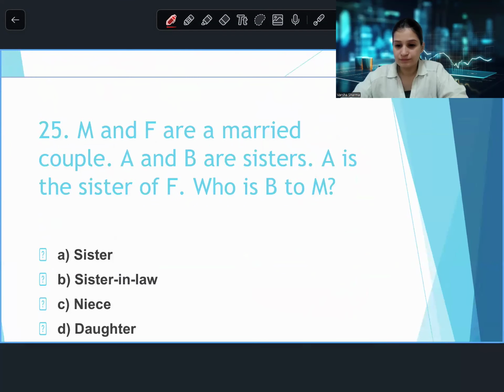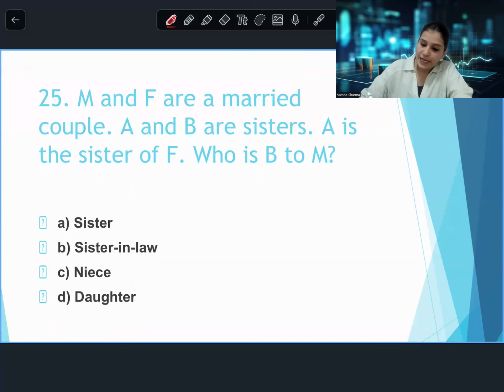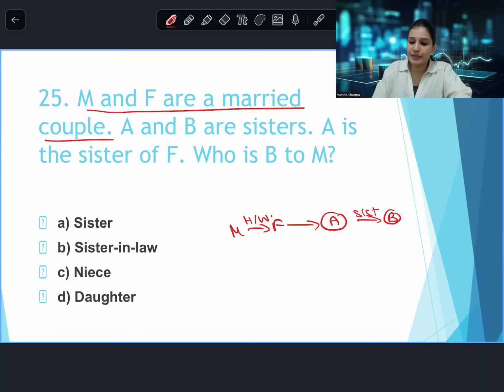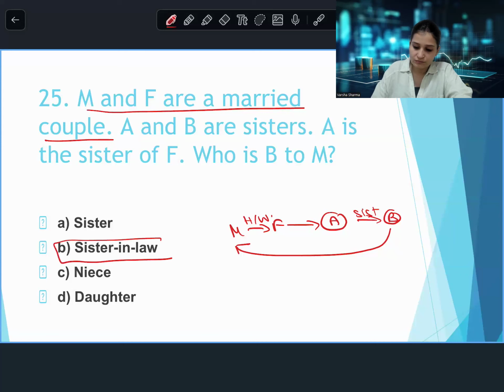Answer: sister-in-law. M and F are a married couple. One is husband, one is wife. A is the sister of F. B is also the sister then. So F is either the brother or sister. Who is B to M? Sister-in-law? Yes, ma'am. Sister of the partner.